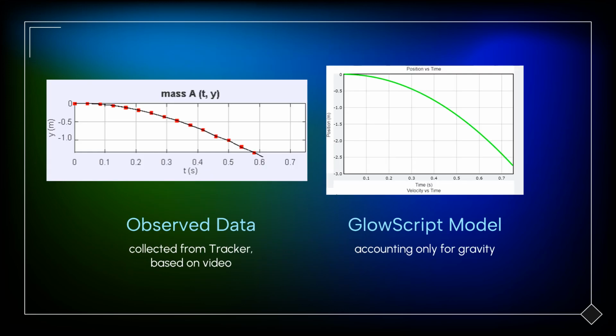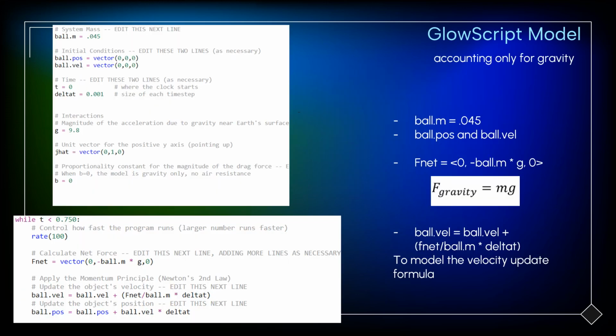So here are the graphs that I collected from Tracker and GlowScript respectively. The data collected from Tracker shows this kind of parabolic curve, and the same is true for the GlowScript model. This being the model that accounts only for gravity, and the Tracker model being collected from a video.